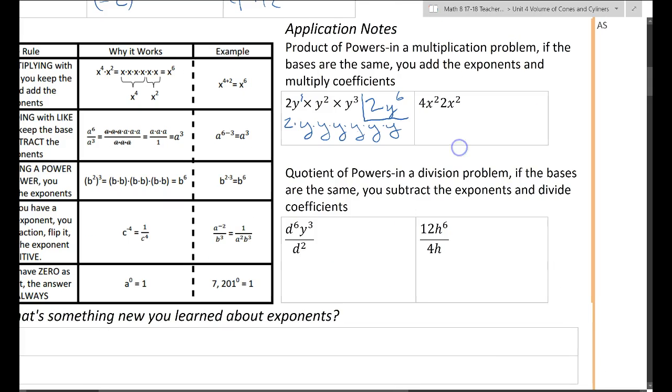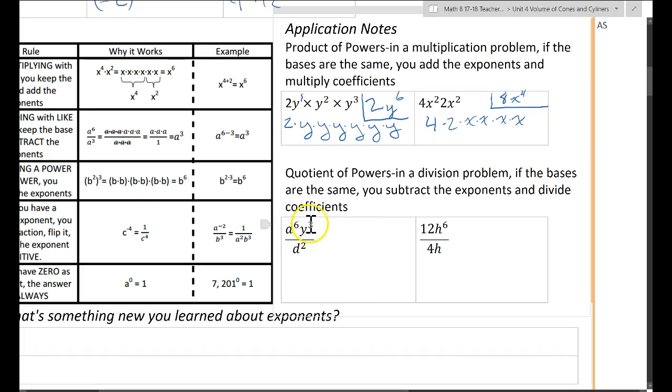Over here, let's break down what we have. We have 4, we have a 2, I have 2 x's, and I have 2 more x's. So when I put these together, I get an 8 because of the 4 times 2, then x to the 4th because I have 4 x's here.